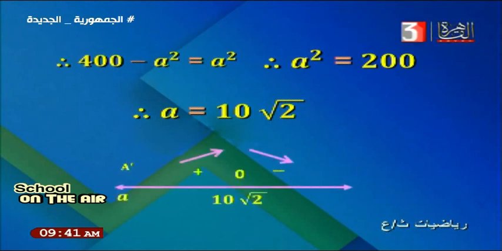We can discuss the increasing and decreasing of the function in the open interval negative infinity to 10 root 2 and the open interval 10 root 2 to infinity. Then the function is increasing in the open interval negative infinity to 10 root 2 and decreasing on the open interval 10 root 2 to infinity. Then the function has a local maximum value at a equals 10 root 2.